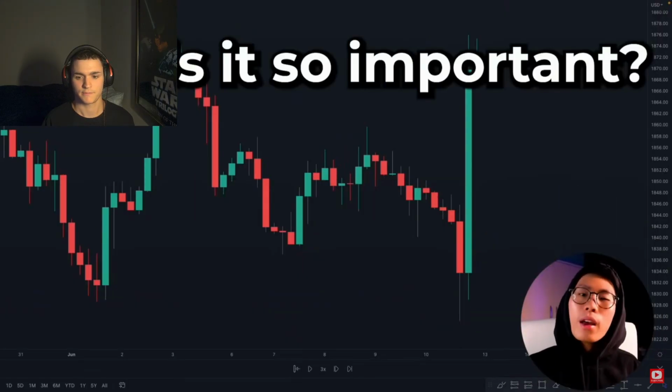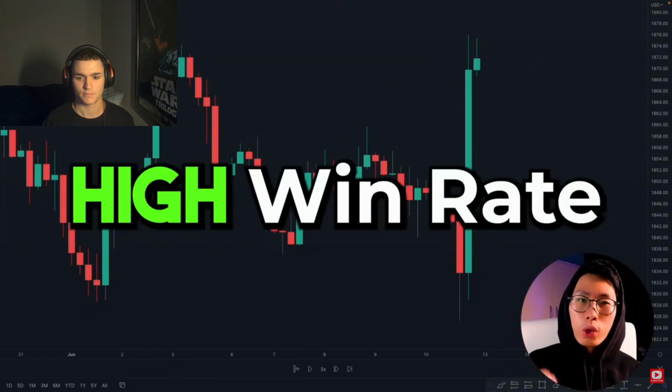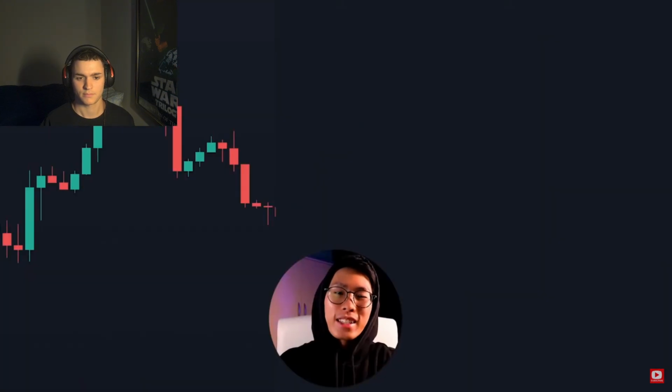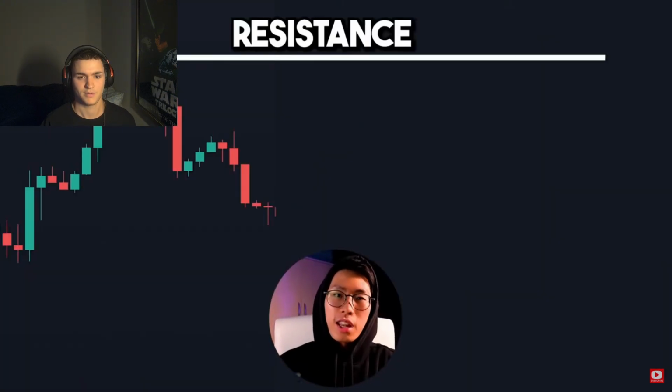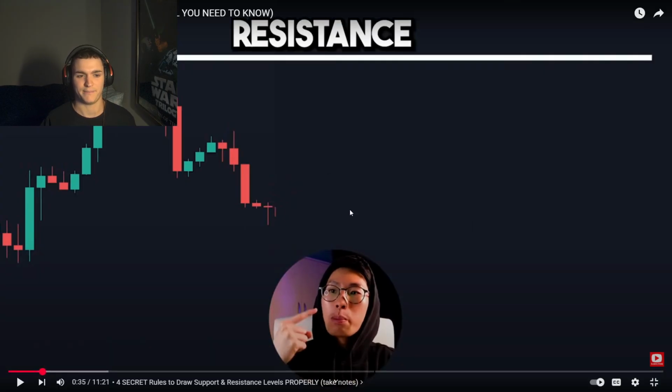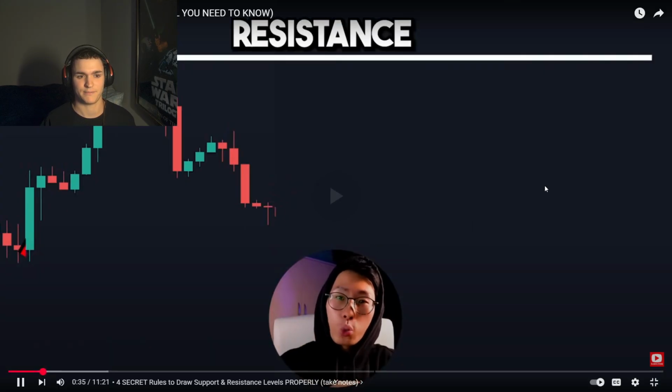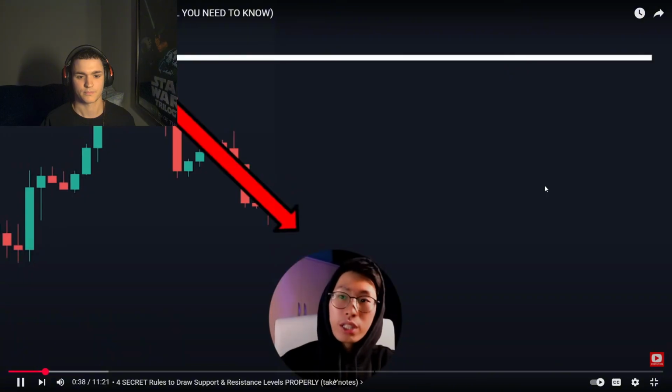Why is it so important? Because if you can find key levels correctly, it can give you a high win rate trade opportunity. Look at this example right here. There is a resistance level right here because, what a broad claim. It's just such a broad claim. Price went up to this level and then reversed downwards.